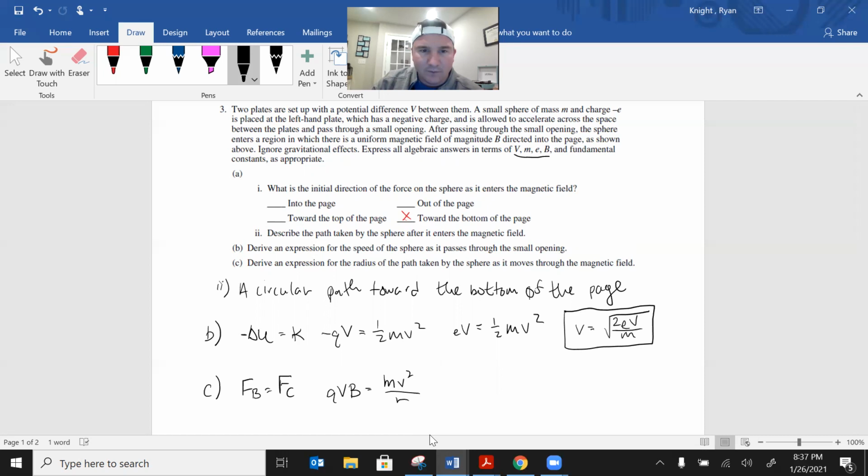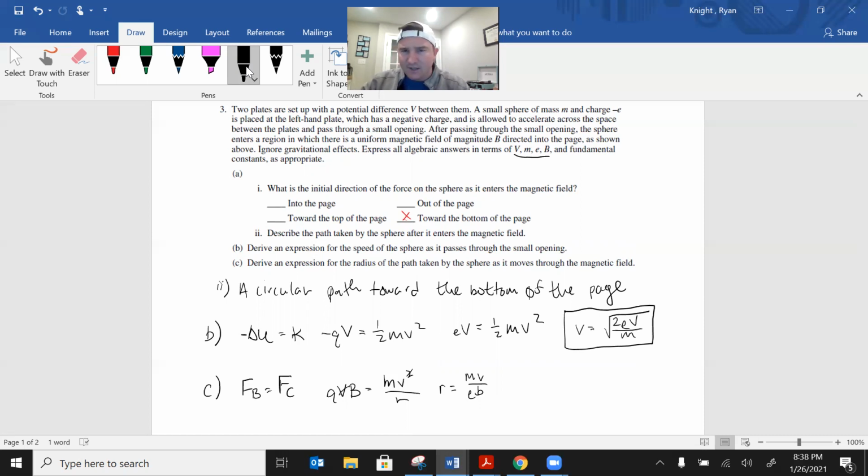And then we're solving for r, right? We want an expression for radius, so we have to solve for r. So velocity will cancel with one of the velocities there. R comes across, QvB goes over, so we get r is equal to mv over Q. Actually, I should write that as e, because this is going to be an e, eB. All right, so that kind of sets us up.